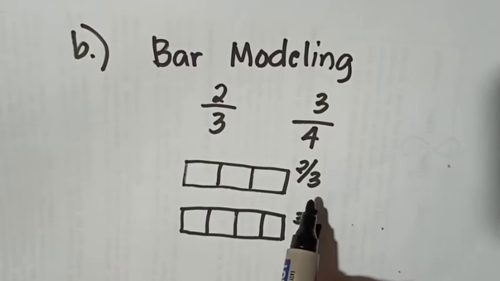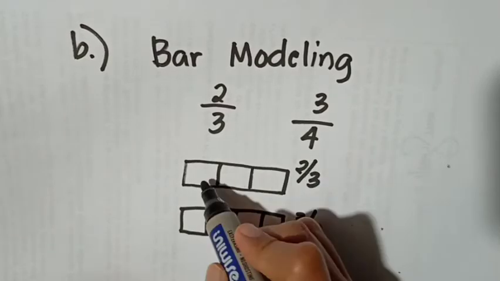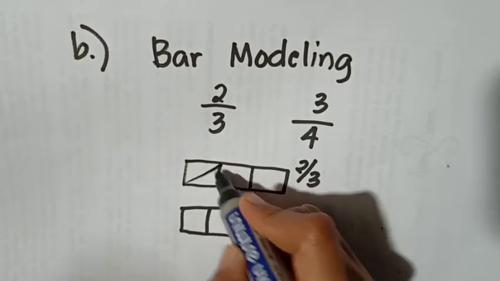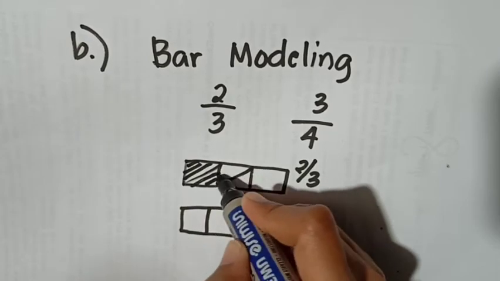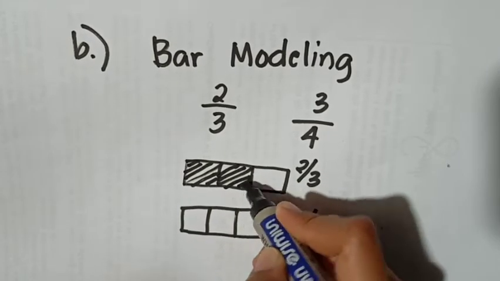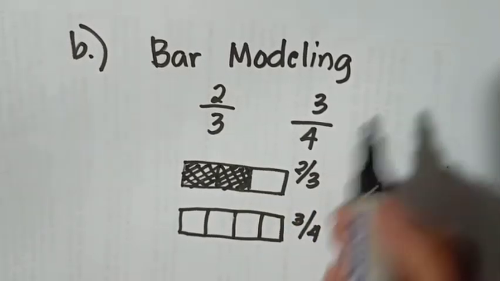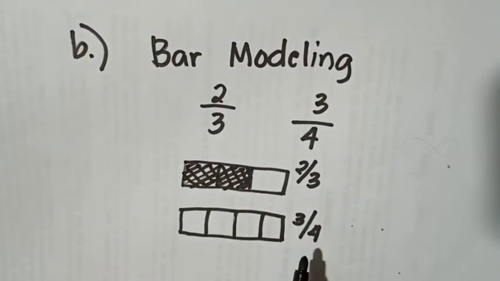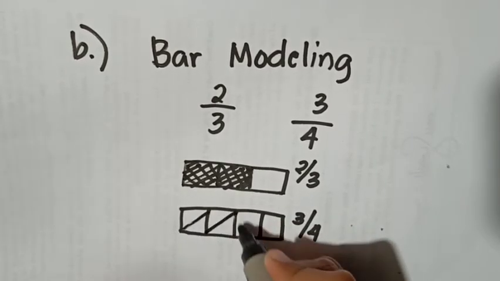With this first fraction, let's shade this part. 2. 1, 2. Next, let's shade 3 out of 4 because 3 is just part of 4. So meaning we have to shade the 3. 1, 2, 3.